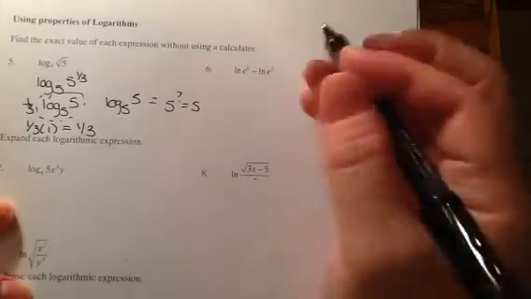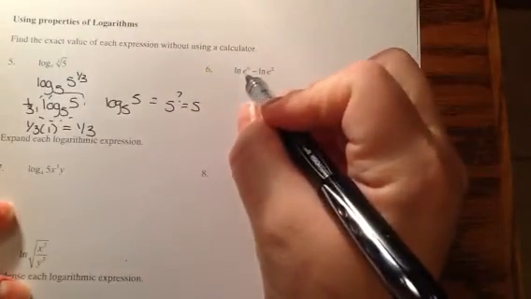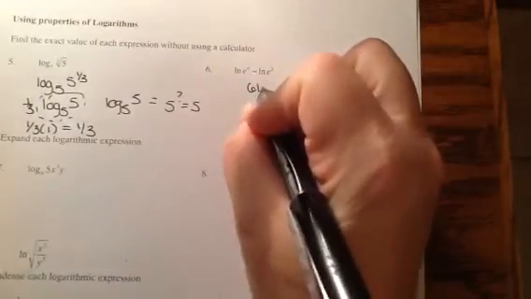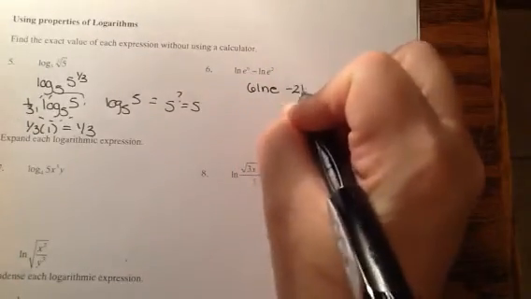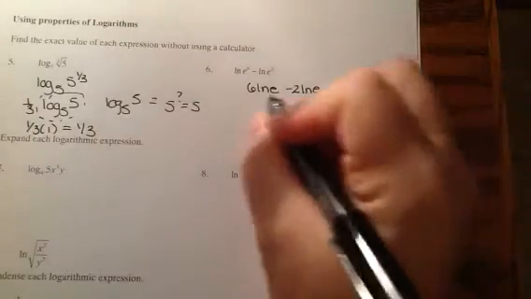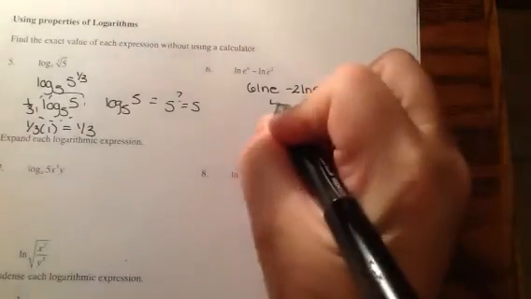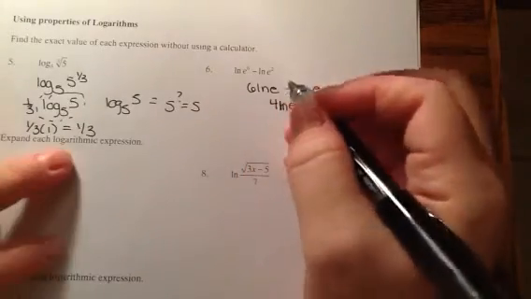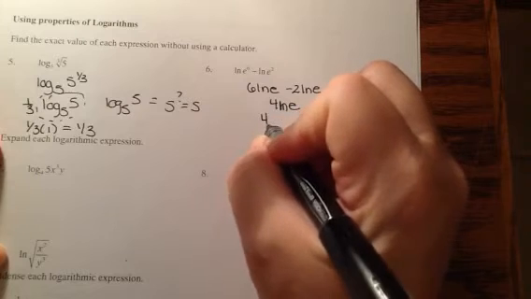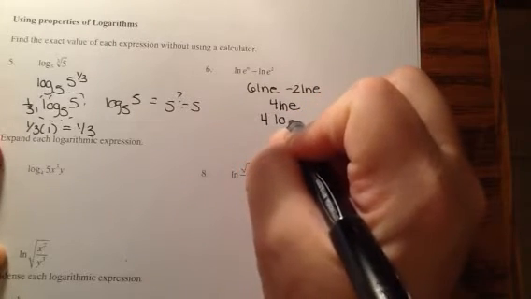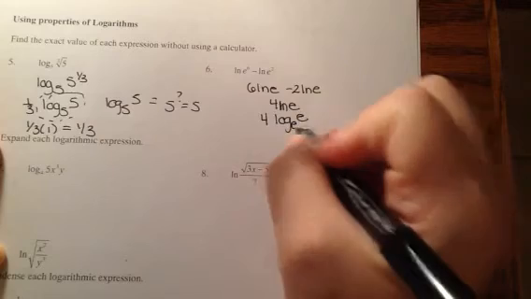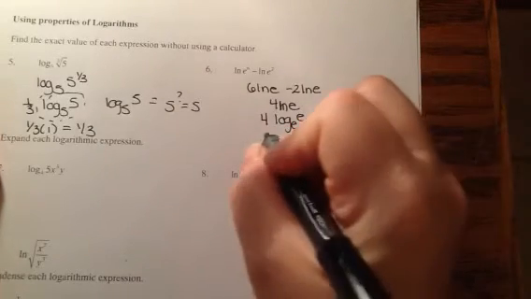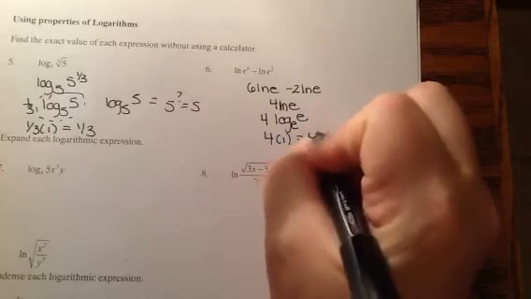Okay, number 6 says that I have ln of e to the 6 minus ln e to the 2nd. So 6 ln e minus 2 ln e. Well, you subtract 6 of these minus 2 of those, it makes 4 ln e. And then I'm going to use the same property that I used on number 5. I have 4, I'm going to rewrite ln as log base e of e, which is like saying e to what power makes e? Well, e to the first makes e, so I have 4 times 1, which makes 4.